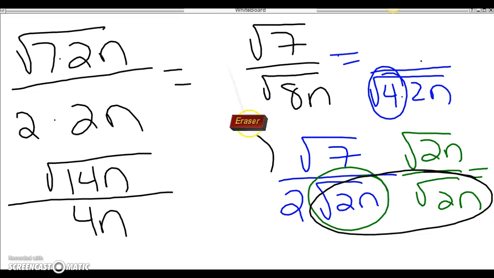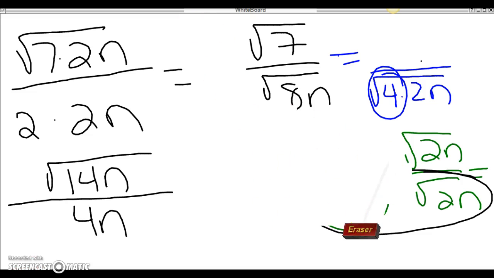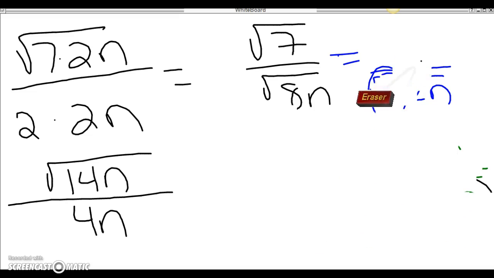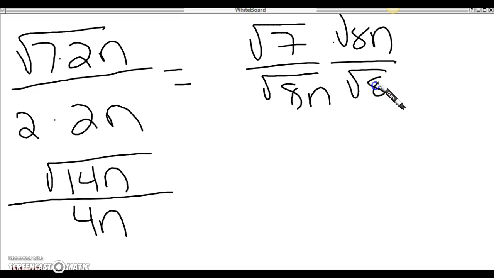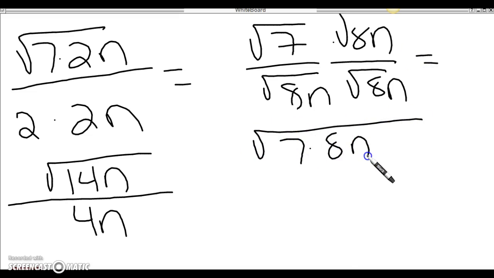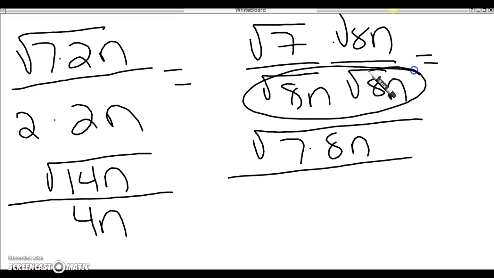I could have also just gone ahead and multiplied by the square root of 8n, if that's what you like to do. So if I multiply by the square root of 8n, I'll have to rationalize a little bit more, but I can still do it that way. I get the square root of 7 times 8n. Remember, all I do is I get 8n. All right, so now I have to just simplify.